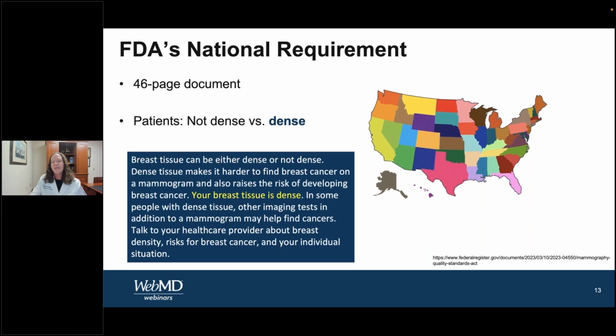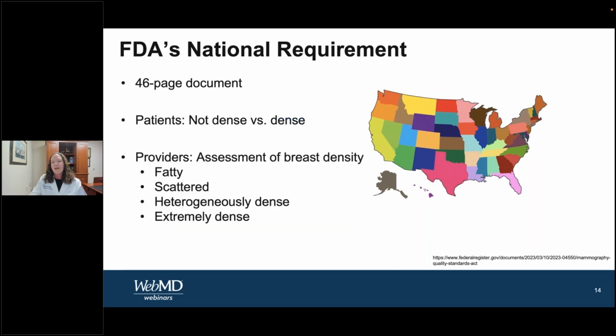So again, this is going into effect in just about a year from now. This national requirement also rules that providers have to be given an assessment of your breast density. So again, which one of these 4 breast density categories your breasts fall into.